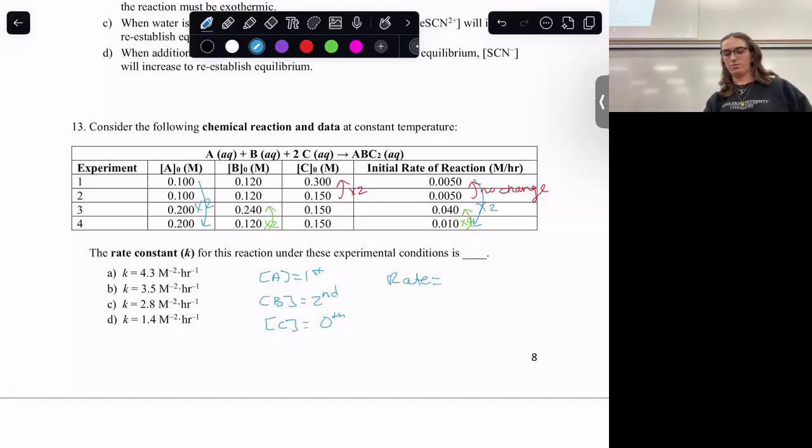Rate is equal to K times concentration of A times concentration of B squared. Okay, notice how our coefficients in front of A, B, and C do not match the exponents of our actual rate law, right? We need the experimental data in order to determine what the orders of our reactions are.